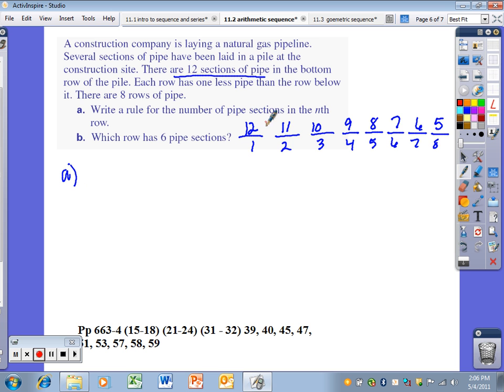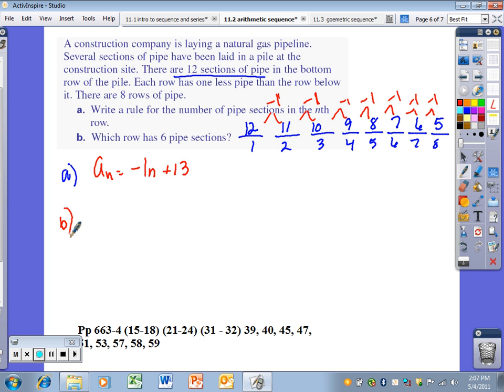Well, what are you doing from term to term to term? Adding 1. Excuse me. Adding a negative 1. So that would be negative 1n. Plus what? So I put 1 in there, that's negative 1, plus what gets me to 12? Plus 13. Put a 2 in there, negative 2 plus 13, 11. Put a 5 in there, negative 5 plus 13, 8. Yep. So there's my rule.